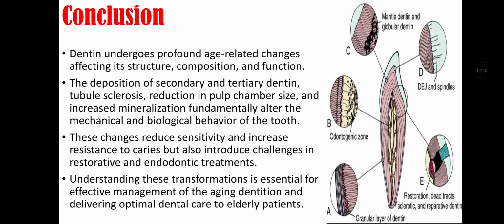Dentin undergoes profound age-related changes affecting its structure, composition, and function. The deposition of secondary and tertiary dentin, tubule sclerosis, reduction in pulp chamber size, and increased mineralization fundamentally alter the mechanical and biological behavior of the tooth. These changes reduce sensitivity and increase resistance to caries, but also introduce challenges in restorative and endodontic treatments. Understanding these transformations is essential for effective management of the aging dentition and delivering optimal dental care to elderly patients.